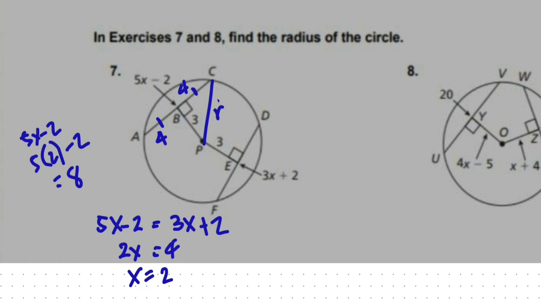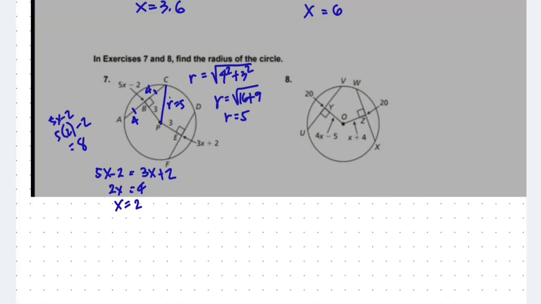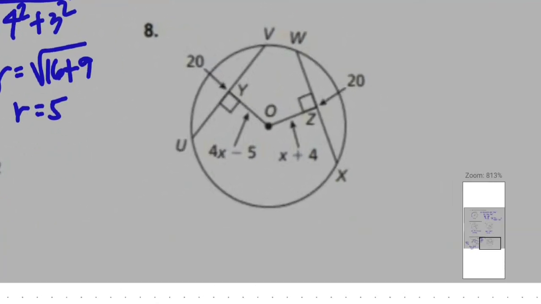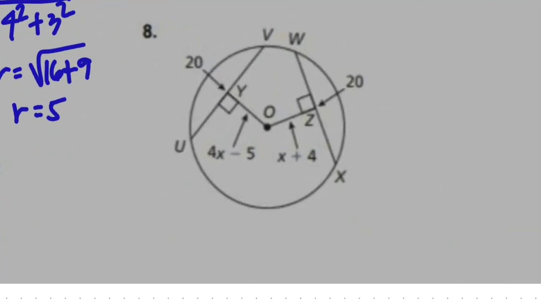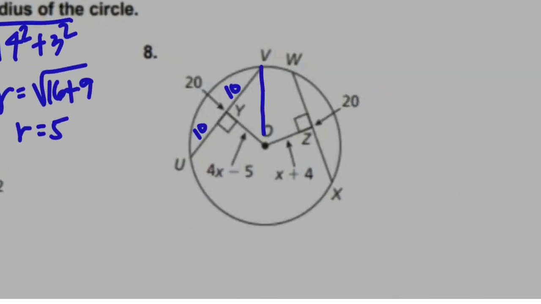Then we can find now the radius. Radius is equal to the square root of 4 squared plus 3 squared. Square root of 16 plus 9, that is 25. So radius is equal to 5. Then for number 8, perpendicular. We're given the distance 20. So that means this is 10, this is 10. Find the radius. This is the radius.